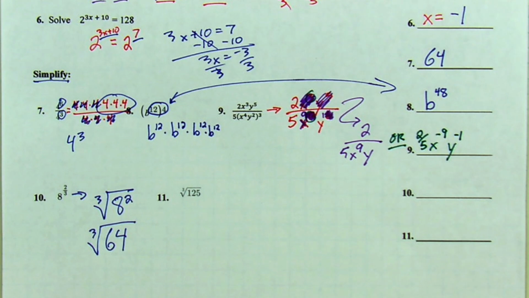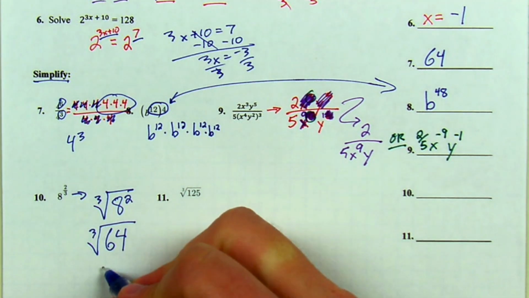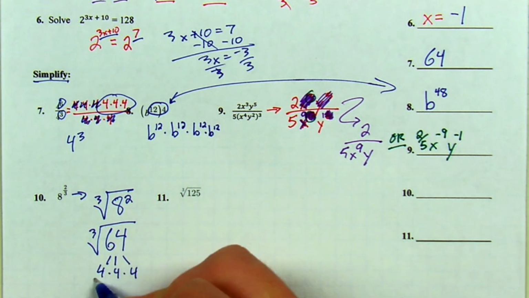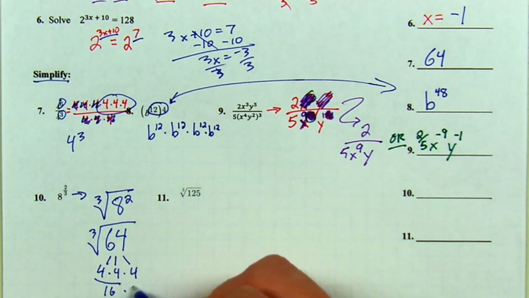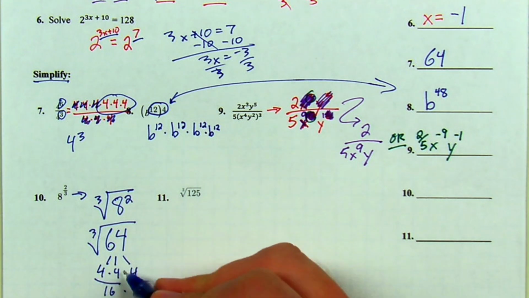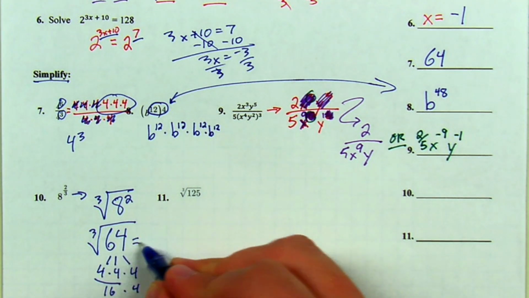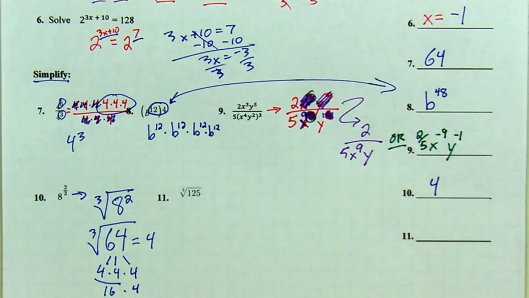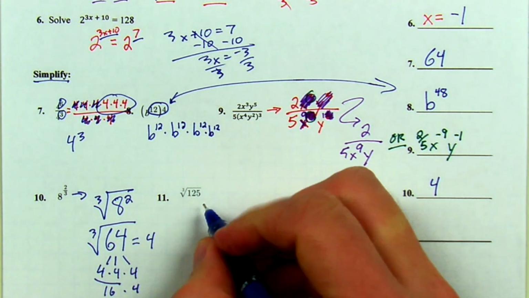And does 64 have a cube root? It does. 64 happens to be 4 times 4 times 4, and I know that because 16 times 4 is 64. And so I can uncube a 64. The answer is 4, right? So there we go.